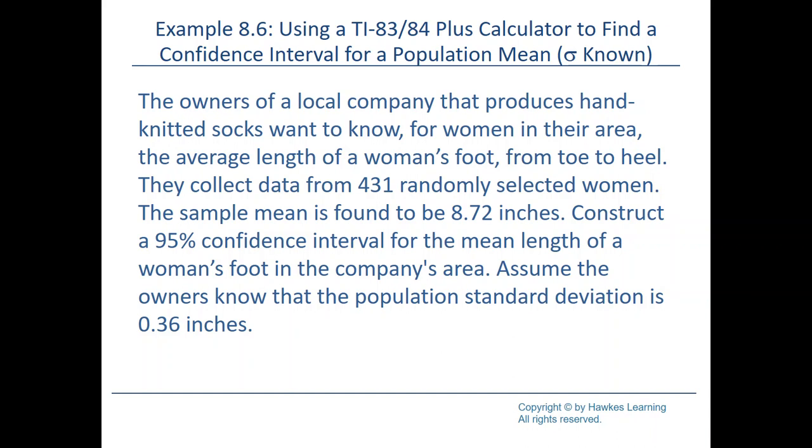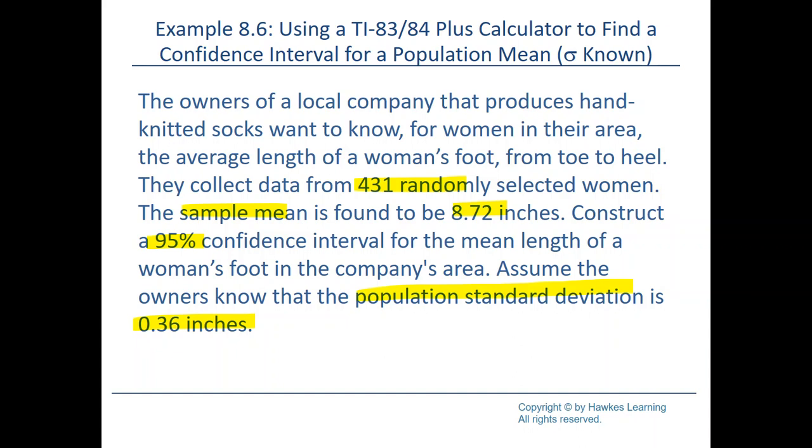Now, I'm going to show a slightly different way here. To help you out, I'm going to pull out the key information, and I do want to have all that key information there. We collected 431 randomly selected. We know that our sample mean was 8.72. We know that we were 95% confident. And we also know what the population standard deviation is. All of this was in the problem previously.